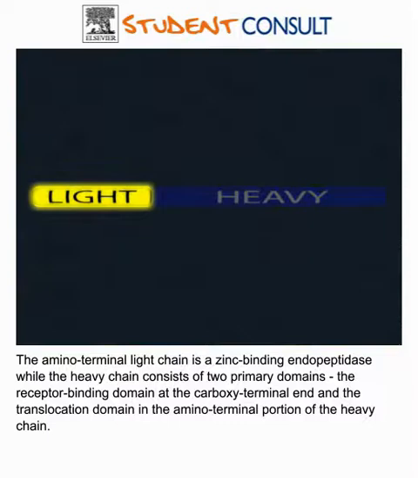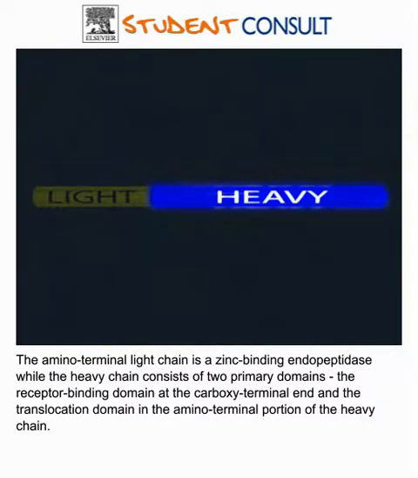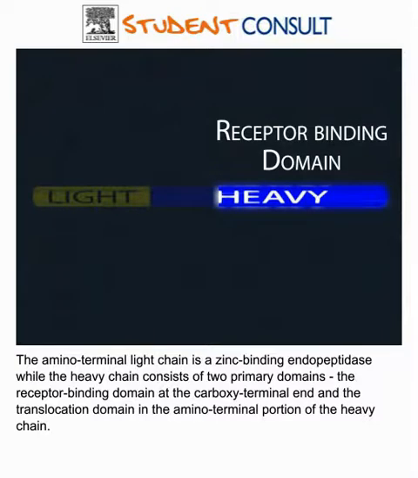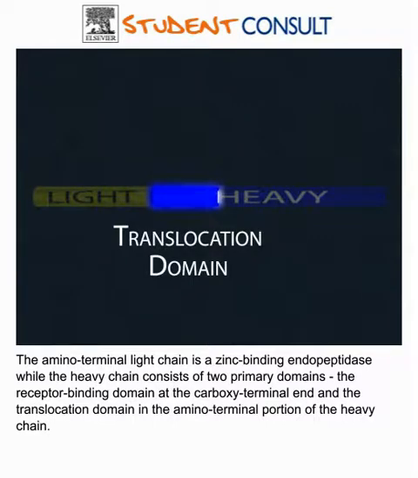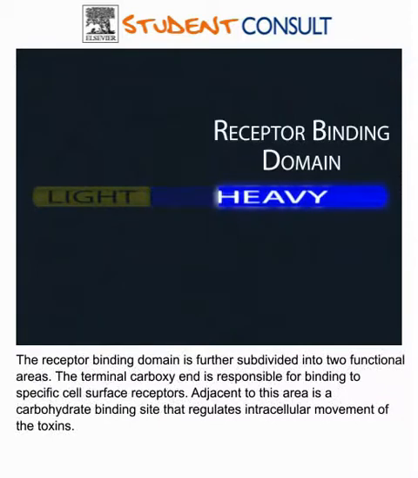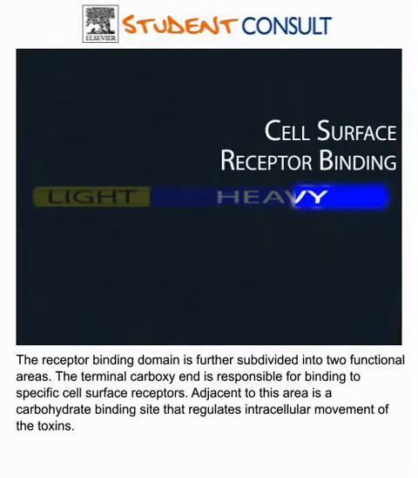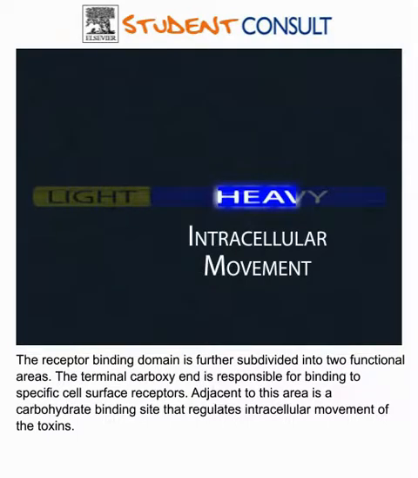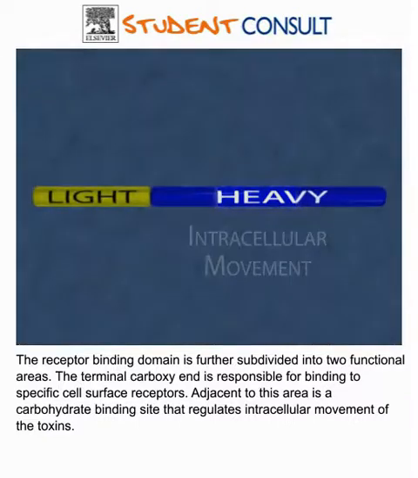The amino-terminal light chain is a zinc-binding endopeptidase, while the heavy chain consists of two primary domains: the receptor binding domain at the carboxy terminal end and the translocation domain in the amino-terminal portion of the heavy chain. The receptor binding domain is further subdivided into two functional areas. The terminal carboxy end is responsible for binding to specific cell surface receptors. Adjacent to this area is a carbohydrate binding site that regulates intracellular movement of the toxins.